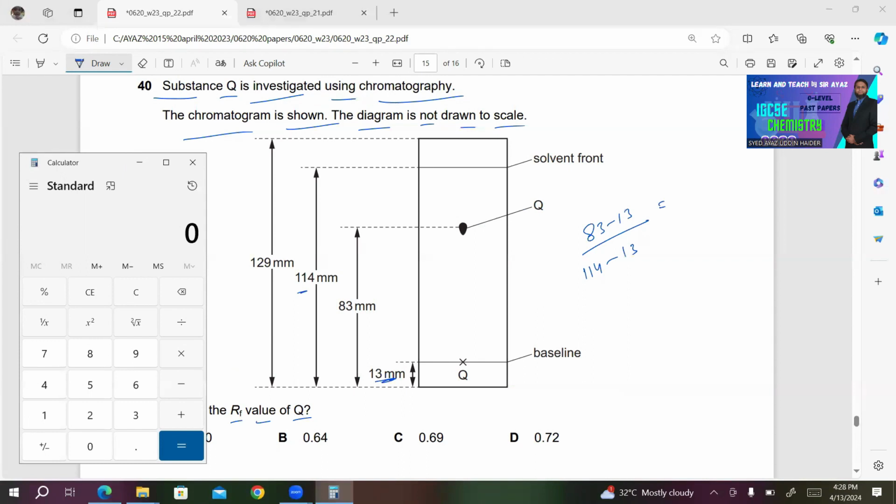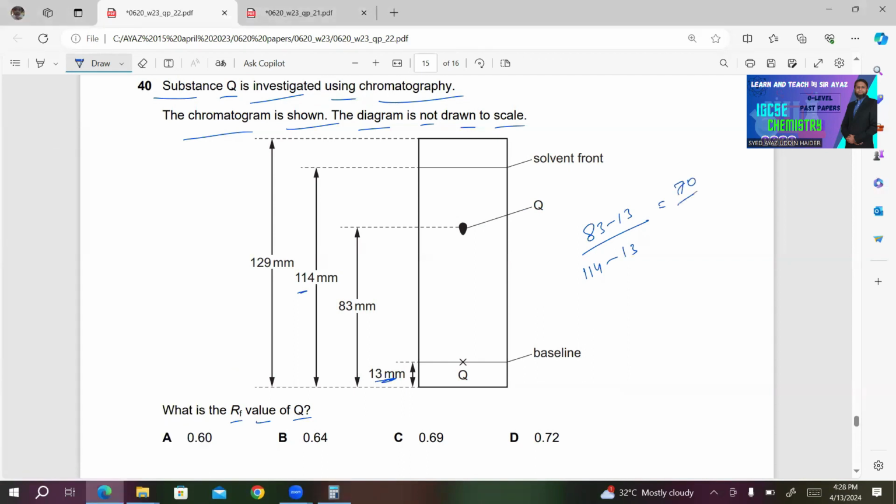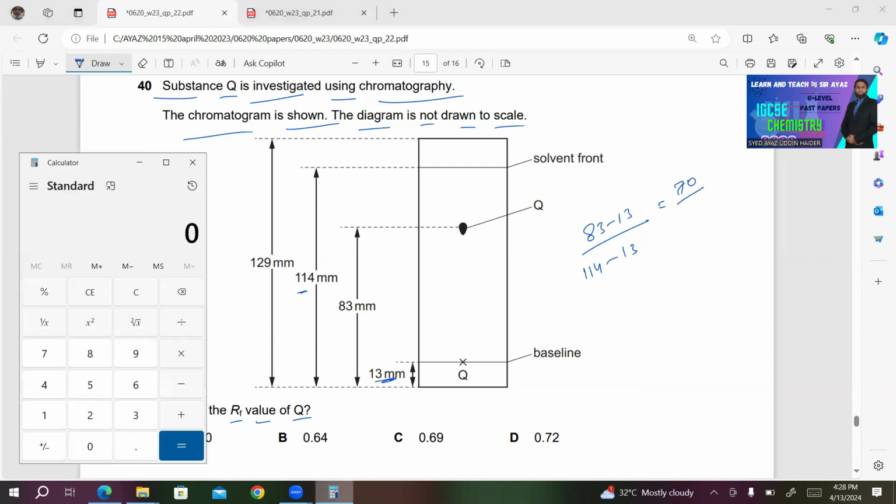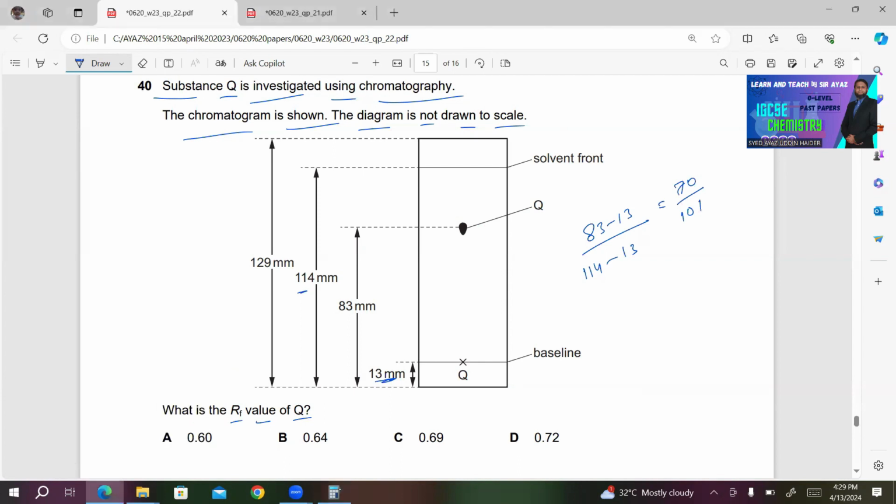So 83 minus 13 will give 70, divided by 114 minus 13, which gives 101. 70 divided by 101 gives 0.693. 0.69. C must be the right answer in this case.